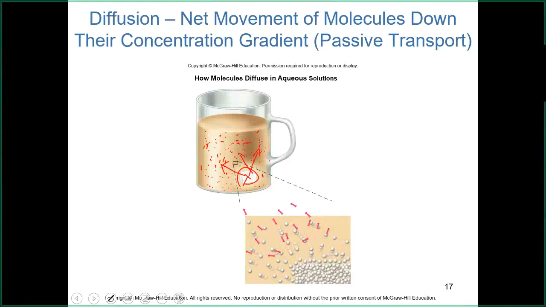It just happens passively. This inherent kinetic activity of particles, like molecules of water and sugar molecules, that movement that they have is sometimes called Brownian movement or Brownian motion. So this is what drives passive transport mechanisms, this Brownian movement.